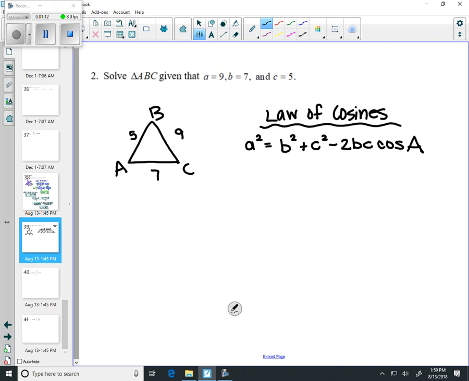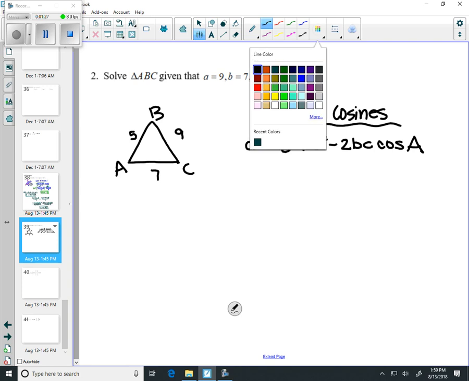We're going to use this to find our angles in this case. We're going to use this formula to find our first two angles, and then once we have those, we can subtract from 180 to find our third angle. So I'm going to use this to find angle A and angle B. So here we go.